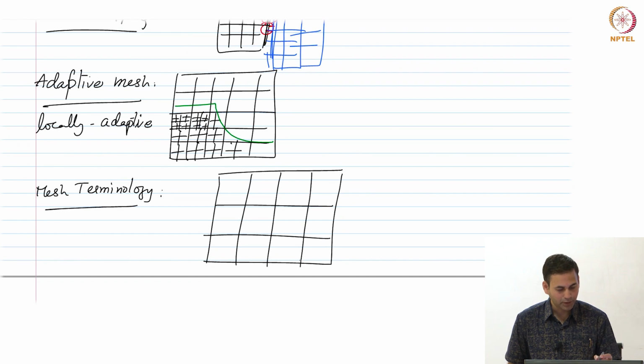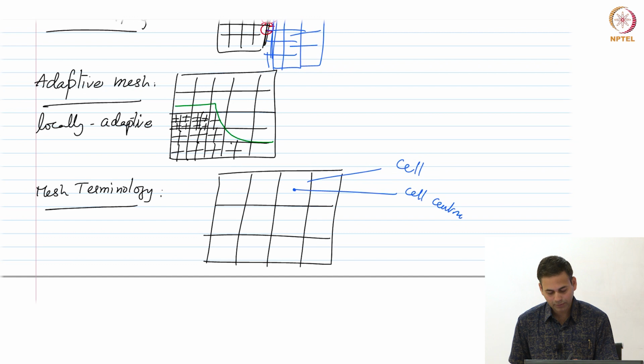Okay. Now, coming to the mesh terminology, let us say I have created a mesh. Okay. Now, we call this entire thing a cell. Okay. This could be either in 2D or 3D. What I have drawn is a 2D. So, we call this a cell, and then we have a cell centroid. So, this is the cell centroid. Okay. We call all these vertical and horizontal walls or faces. Okay. We call these, the green ones here, the faces that make up the cell.